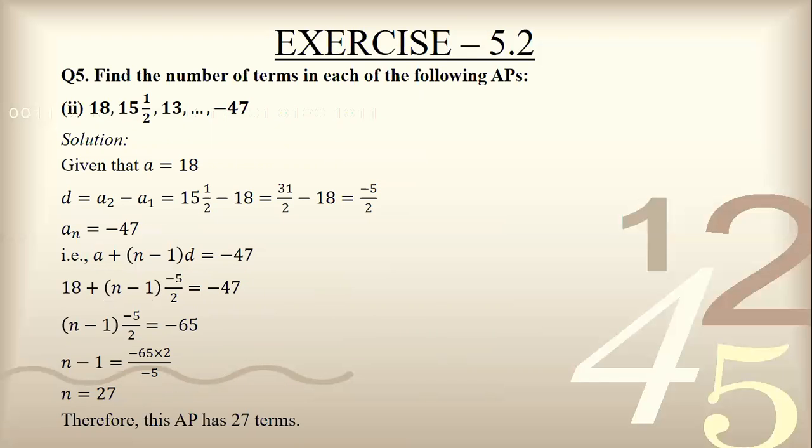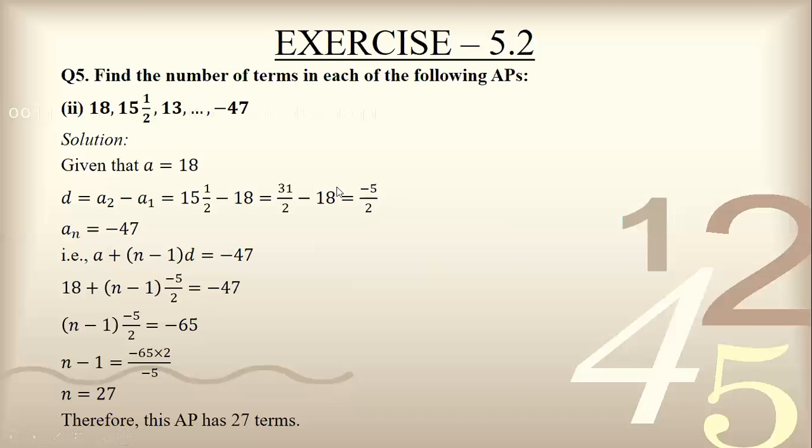Now the next one: find the number of terms in each of the following APs. 18, 15 1/2, 13, etc., up to minus 47. So in this also we have to find n, and the last term we will consider minus 47 to be an, the last term for us. Given that a is 18, d is a2 minus a1, 15 1/2 minus 18, which is 31/2 minus 18. So minus 5/2.